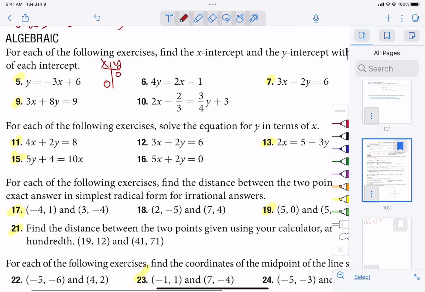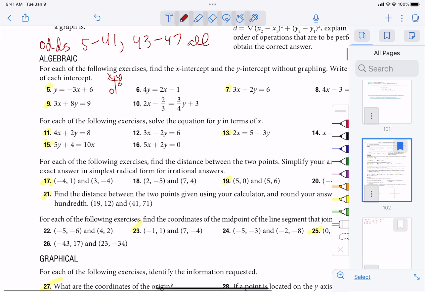Okay, the next section, let's do one of those. It says for each of the following exercises, solve the equation for y in terms of x. So that just means we want to say y equals all the other stuff. And so let's do number 11 together.